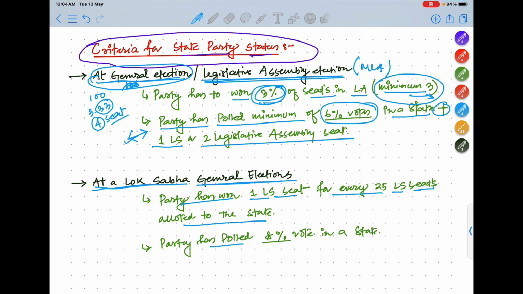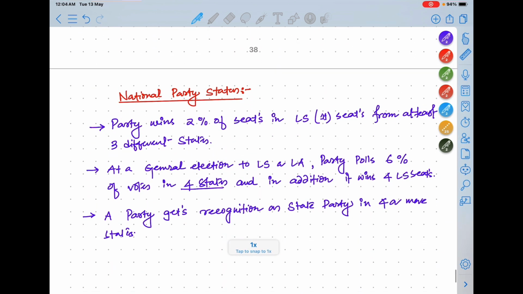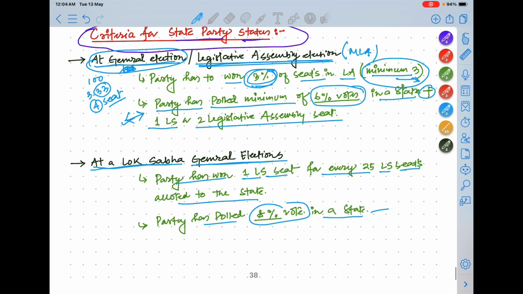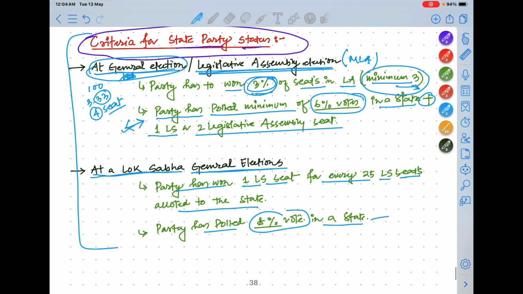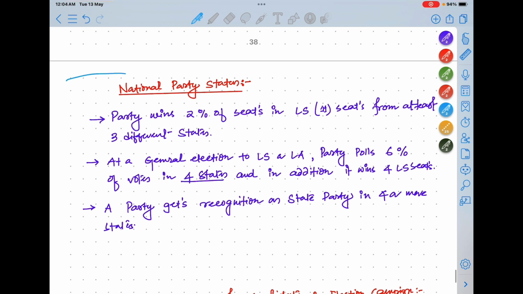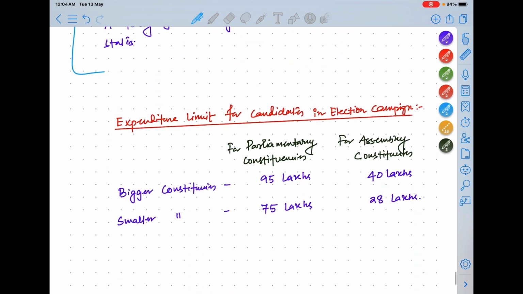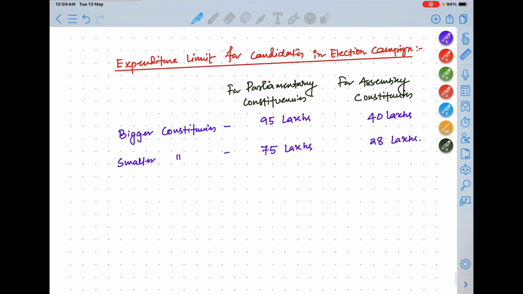Also, a party has polled 8% of votes in a state. So these are just factual things, important for mains, not for prelims. Okay, next, this was for state party, and this is for national party. I will not explain it, you just take a screenshot or make your own notes and read it. This is not important.